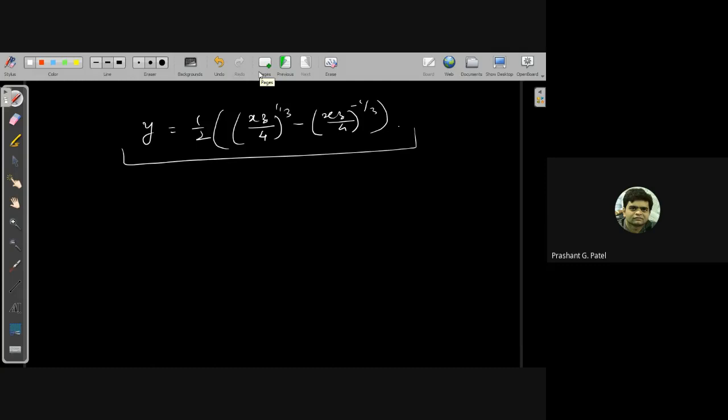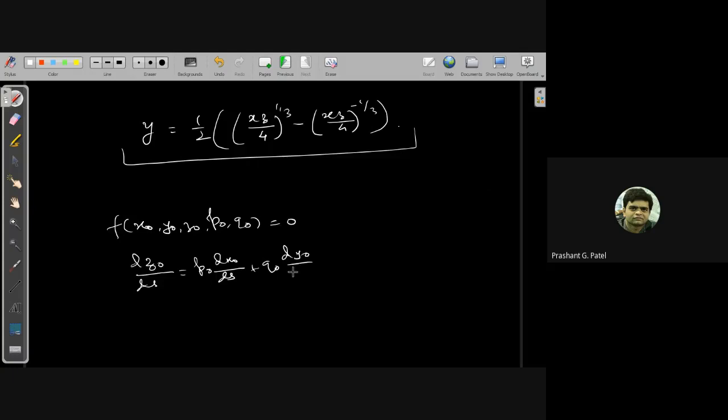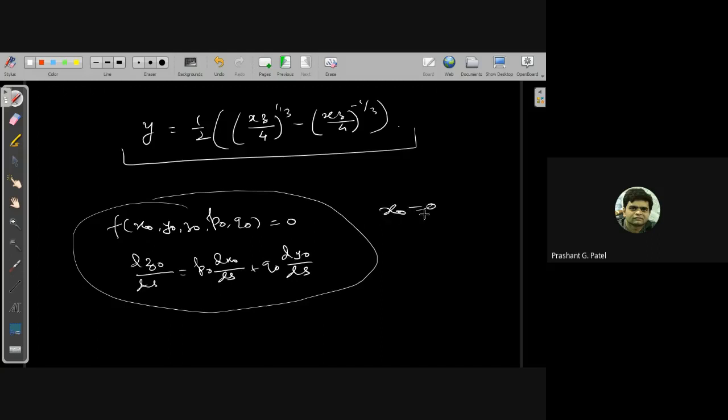The first thing you need to establish is the initial strip by solving two equations. The first one is F(x0, y0, z0, p0, q0) equal to 0. And the second equation is dz/ds is equal to p0 dx0/ds plus q0 dy0/ds. By solving these two equations, we need to have the initial strip, that is x0 equal to something, y0, z0, p0 and q0.